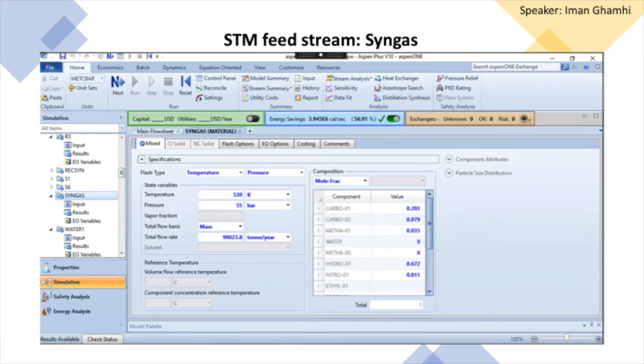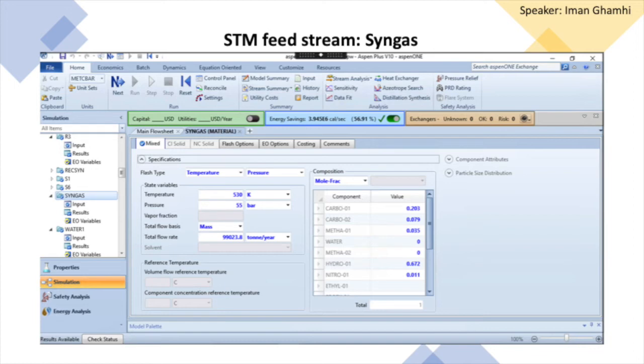The feed stream of the STM process is green syngas, which is provided at an operating pressure of 55 bar and a temperature of 530 Kelvin. We decided not to change the pressure nor the temperature of the feed. The stoichiometric number of the syngas was calculated to be 2.1, which means no additional adjustments are required. Any value higher than this indicates that there is too much carbon dioxide, meaning the stream requires purification.